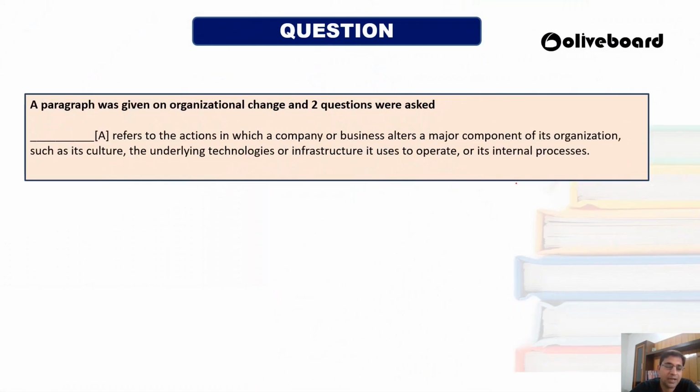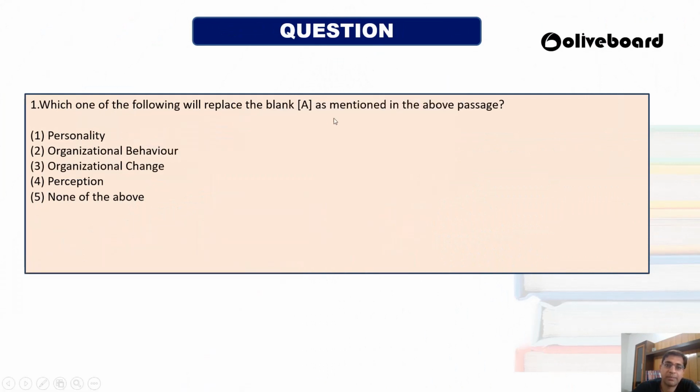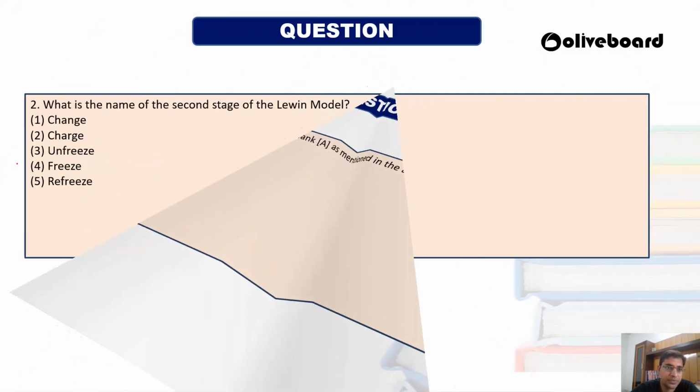Now the next paragraph is: dash A refers to the action in which a company or business alters a major component of its organization, such as its culture, the underlying technologies or infrastructure it uses to operate, or its internal process. So what is the meaning of this dash A? Which of the following will replace the blank A as mentioned in the above passage? Personality, organizational behavior, organizational change, perception, or none of the above? Obviously the answer is organizational change. Whenever we are doing any change in the organization, whether it's culture or anything, we are doing organizational change, right?